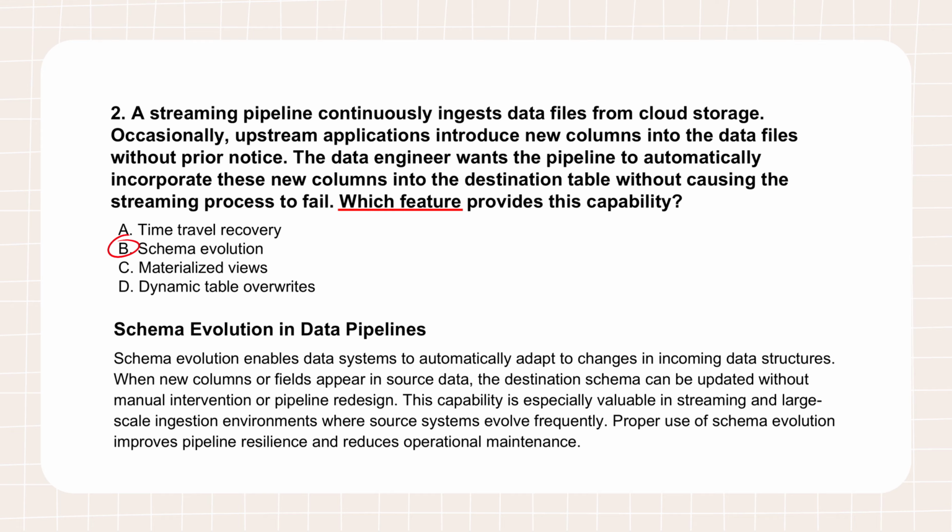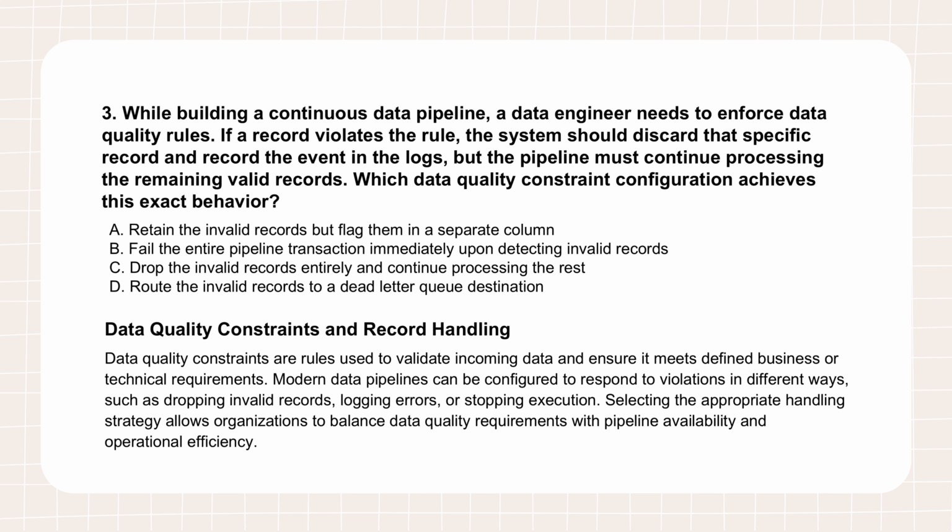And that is schema evolution. Yes, schema evolution allows a data pipeline to automatically adapt when the structure of incoming data changes. So it does not just crash the whole stream. Exactly, it does not fail the stream. The destination table just safely adapts on the fly. It is kind of like a self-expanding pipe that seamlessly accommodates unexpected shapes without breaking the whole system. That is a great way to put it. Amazing. Let us tackle question 3.